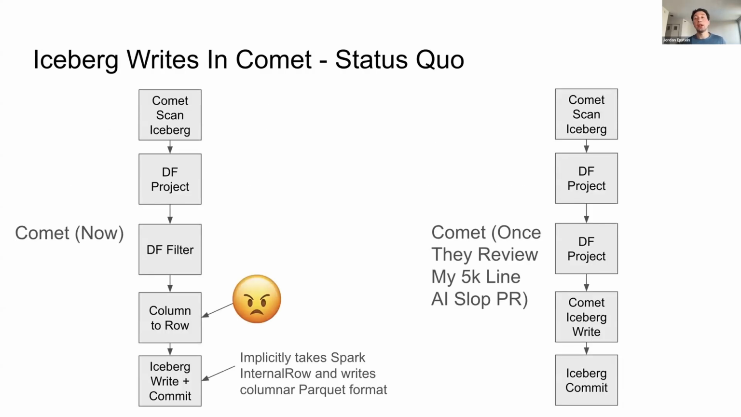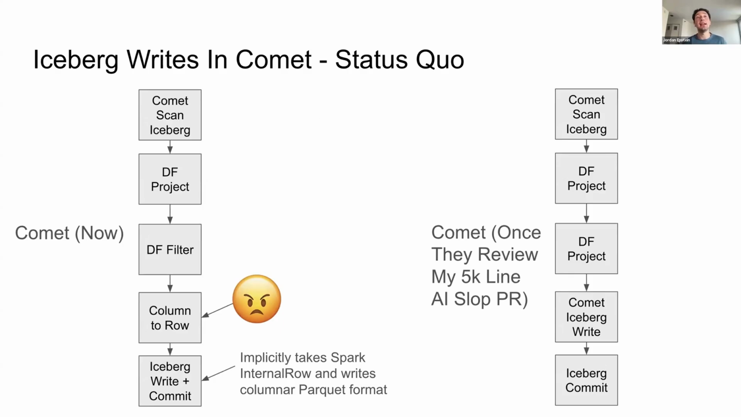Cool. So let's just take a very quick cursory glance over what Iceberg writes in Comet currently look like. On the left, basically what I'm showing you is a query where you're reading in Iceberg data, you're doing some sort of operation, and then you're doing some ETL job to ultimately flush this out back as an Iceberg table. As you can see, all of these projections and filters are still implementable and executable as DataFusion operations.